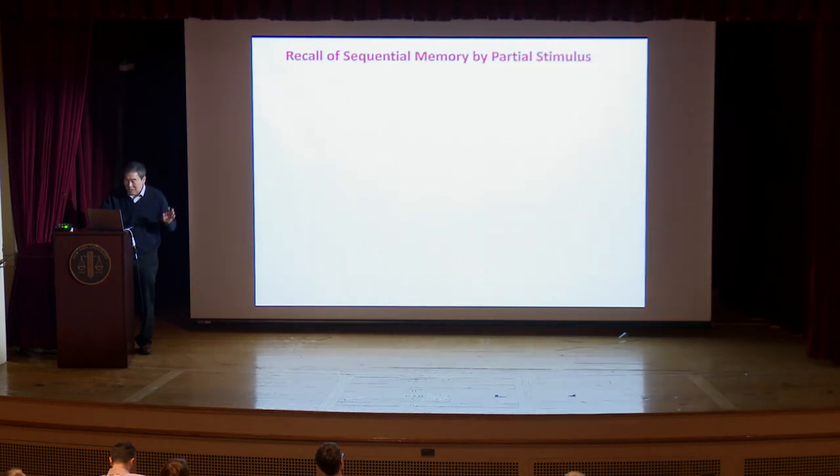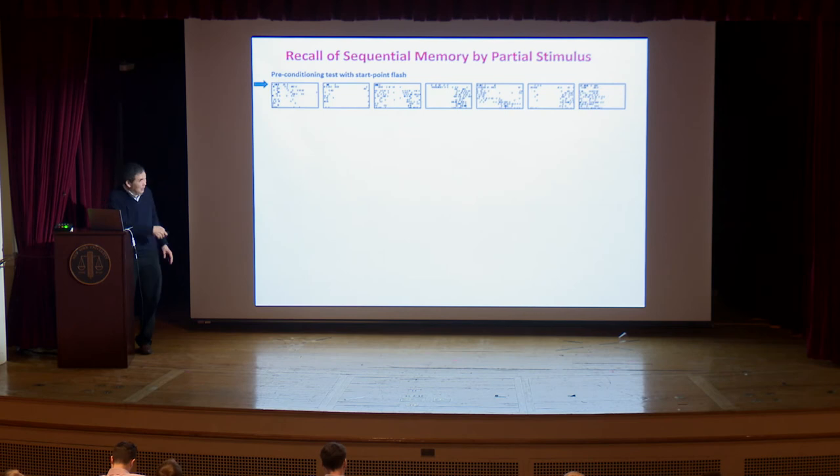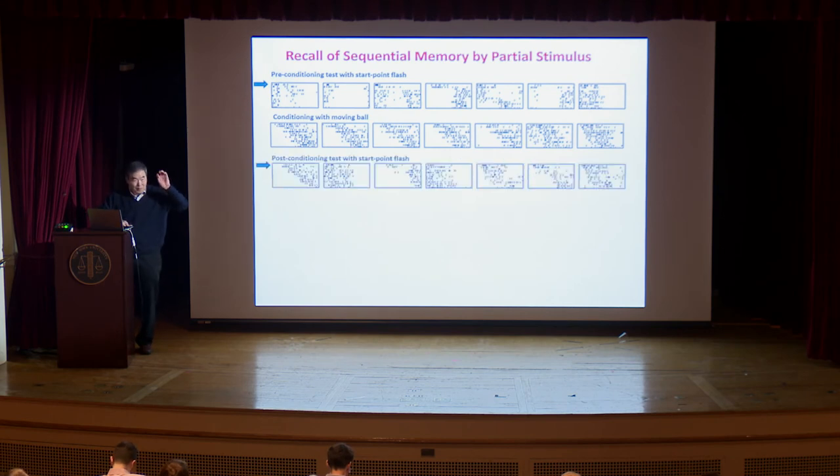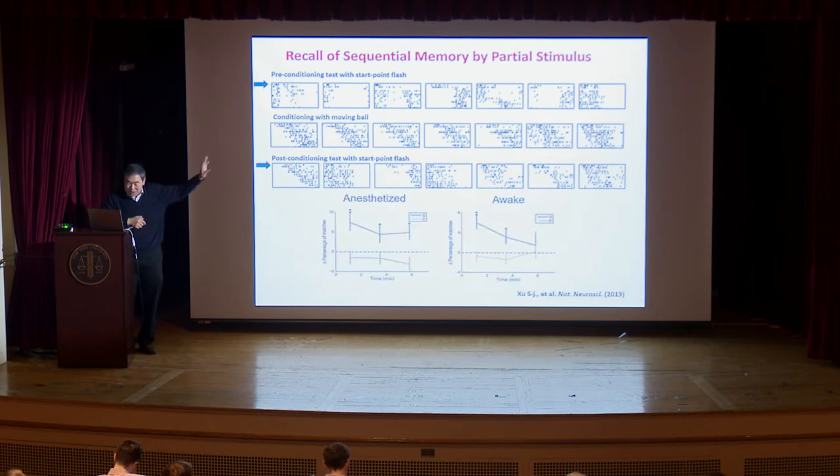Well, the answer is indeed there. Before training, flashing at the beginning didn't give you any sequence firing, but during conditioning, you get a very nice sequence firing across all 16 electrodes recording the spiking. After conditioning, when you do flashing at the beginning, in many cases you start to see trained sequence firing. By analysis of correlations, you'll find that anesthetized mice or rats, or awake rats, all show this enhanced sequence firing in the trained direction. Interestingly, in awake rats, the storage of memory is very short-term. It decays within a couple of minutes.